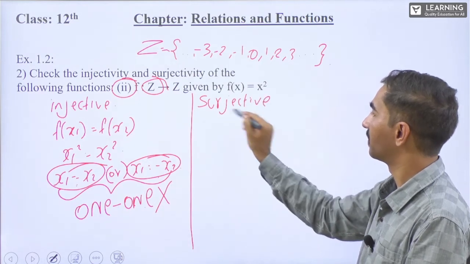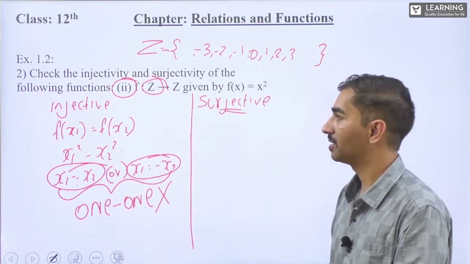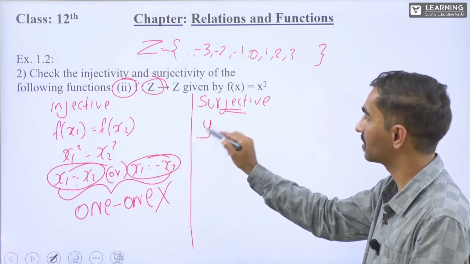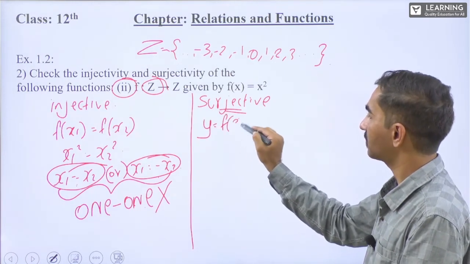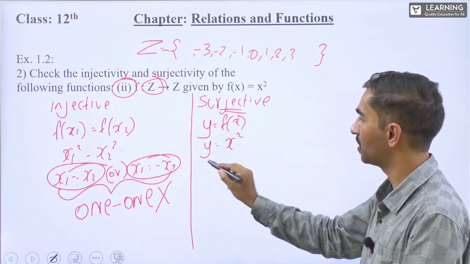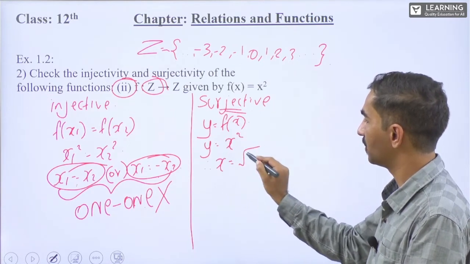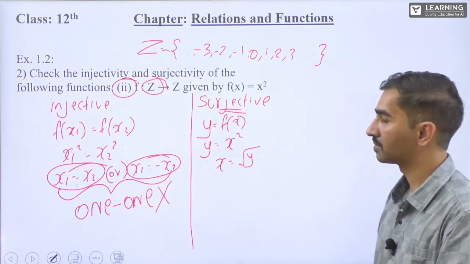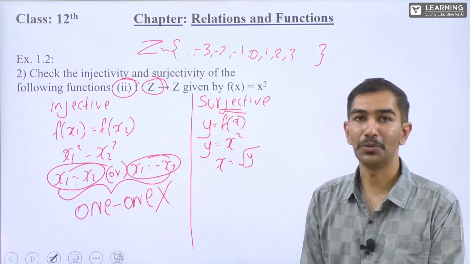Surjective, or it is also called an onto function. How do we start this? y is equal to f of x. What is f of x? x square. y is equal to x square, so students, what is x equal to? x equals root of y. Correct? x is equal to root of y.